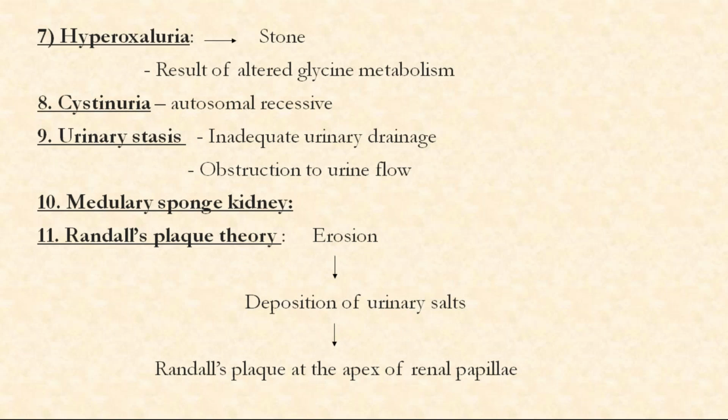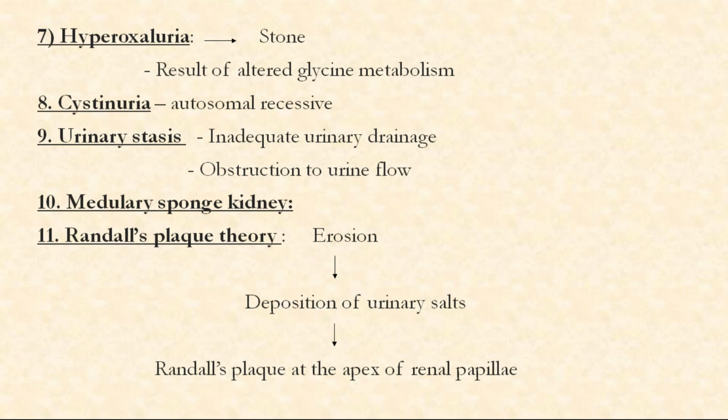The other certain pathogenic factors are hyperoxaluria. Hyperoxaluria can be seen as a result of altered glycine metabolism. When there is altered glycine metabolism, the oxalates increase, so it may produce oxalate stones. Then there is cystinuria, with increased cystine material. It is autosomal recessive, and that is also responsible for the development of renal calculi.